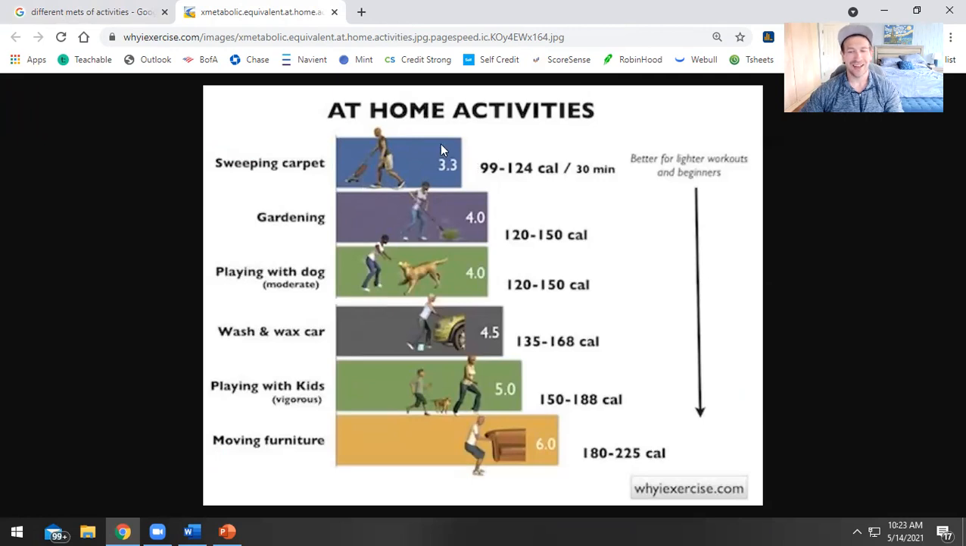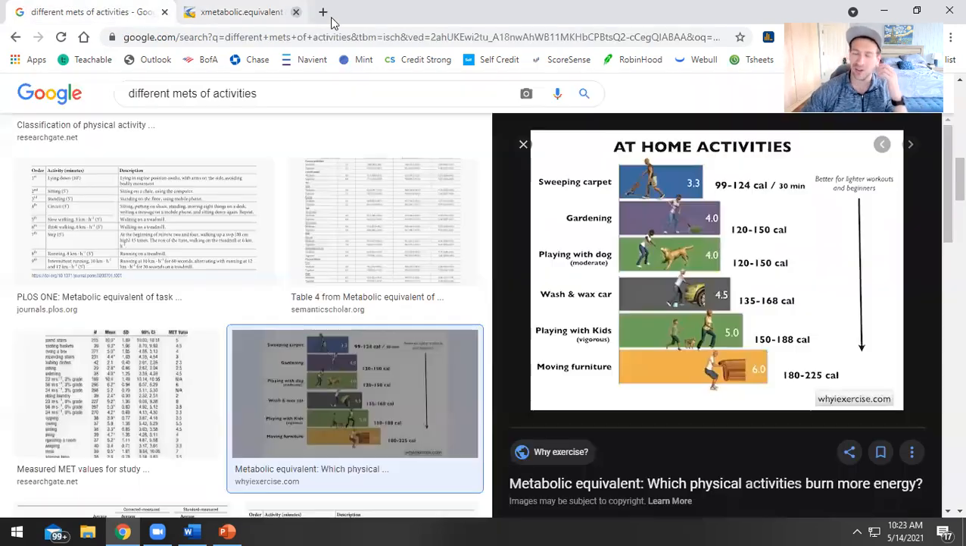Cool picture. That's about 3.3 METs. Gardening is about 4 METs. Playing with your dog is about 4 METs. I don't know why washing your car, like playing with the dog is so much harder than washing your car, but I guess that's 4.5. All kind of interesting things here, right?